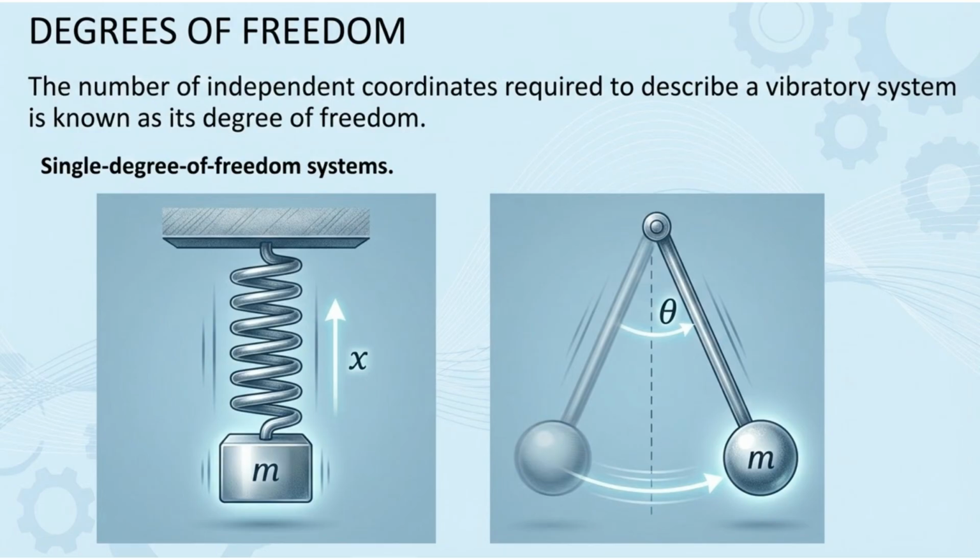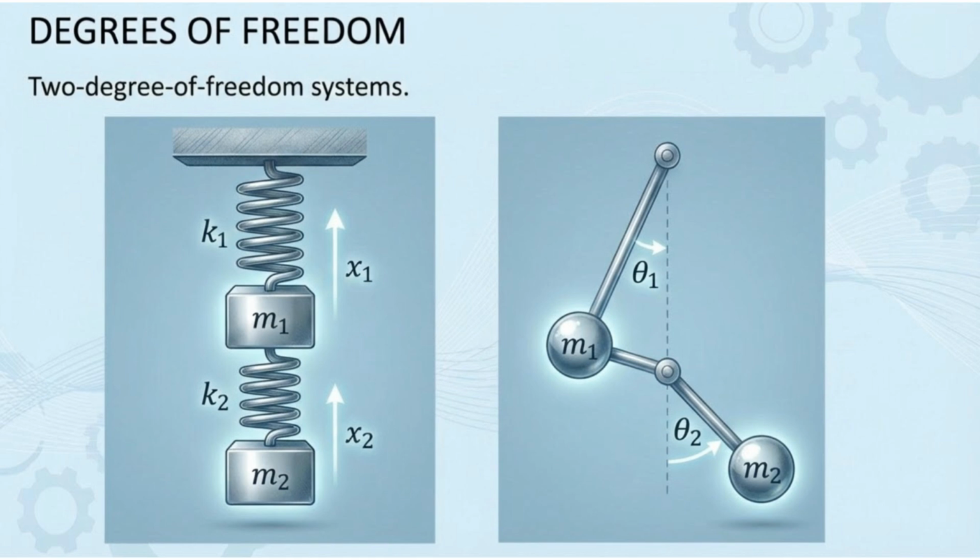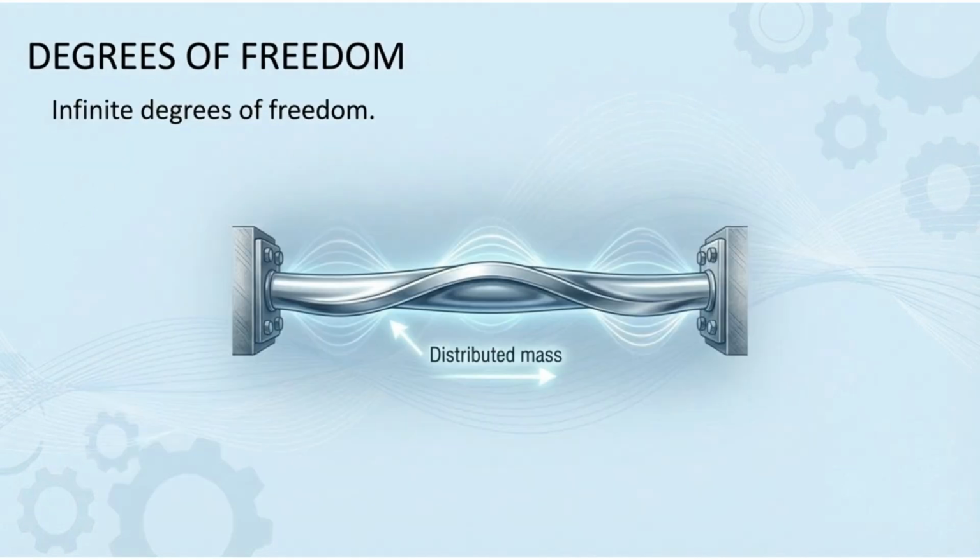The degrees of freedom refers to the minimum number of independent coordinates needed to describe a vibratory system. Single degree of freedom systems, like a simple mass spring or pendulum, require only one coordinate, x or theta. Two degree of freedom systems require two independent coordinates to fully describe the motion, such as x1 and x2 for the masses in a series spring system, or two angles for a double pendulum. Systems with distributed mass, such as a vibrating shaft, are considered to have infinite degrees of freedom, as the motion of every point on the mass must be described.